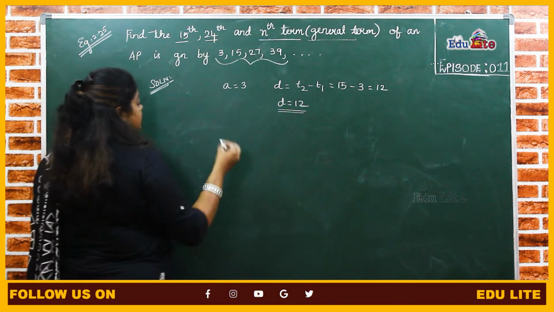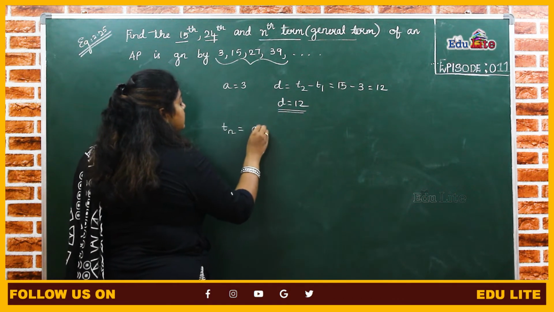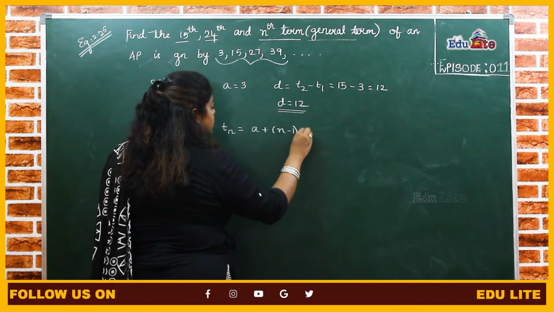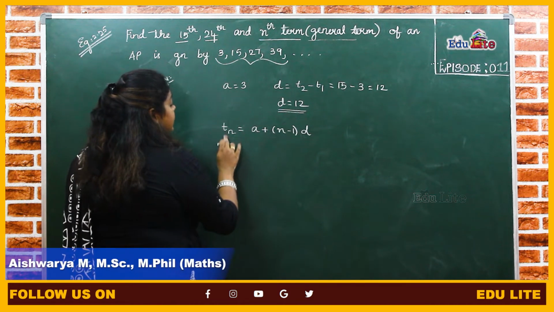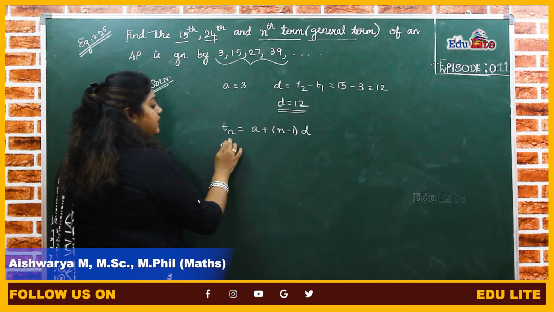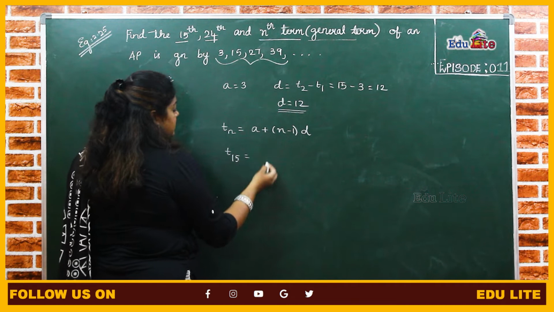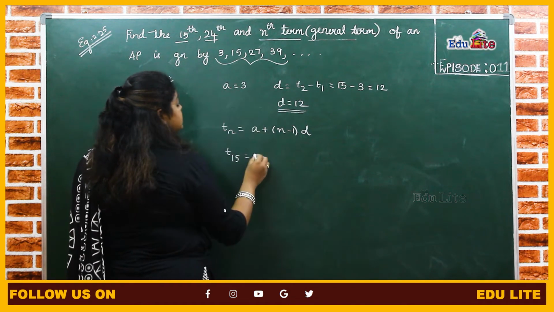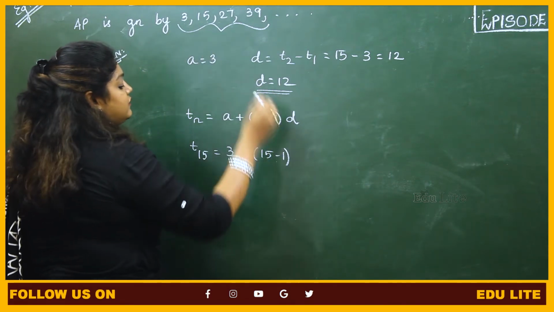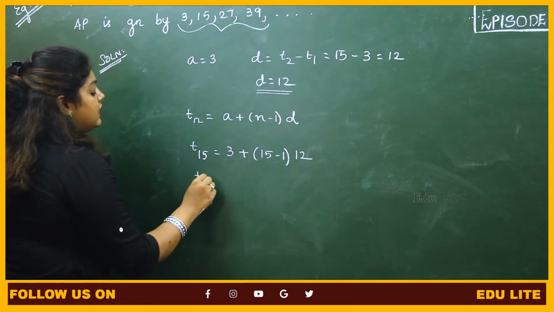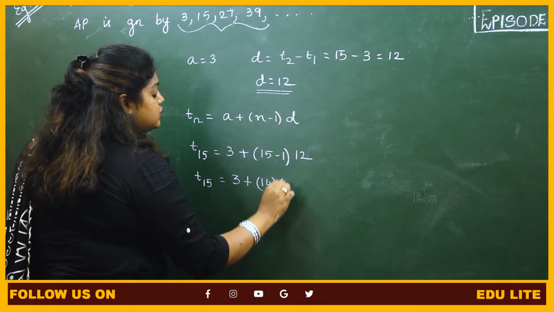Let us find the 15th term. To find the 15th term, we will use the nth term formula as I already told you, A plus n minus 1 into D. This is the formula for finding the nth term. In place of n, if we substitute 15, we will get the 15th term. So, for finding T15, we substitute n equals 15, and we know the value of A from the sequence, which is 3, plus n value 15 minus 1, into D value, also from the sequence, 12. Therefore, T15 is equals to 3 plus 15 minus 1, 14 into 12.